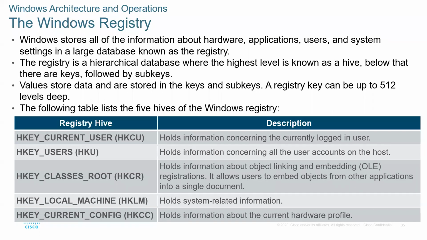It allows users to embed objects from other applications into a single document. You have local machine, which has all the current system related information, and then the current configuration, which is information about the hardware profile. So if you ever have to dive deep into the Windows registry, these are ones that you will commonly see, with the current user and local machine being the top ones that you would use. Every now and then you may need to dip into these other hives.